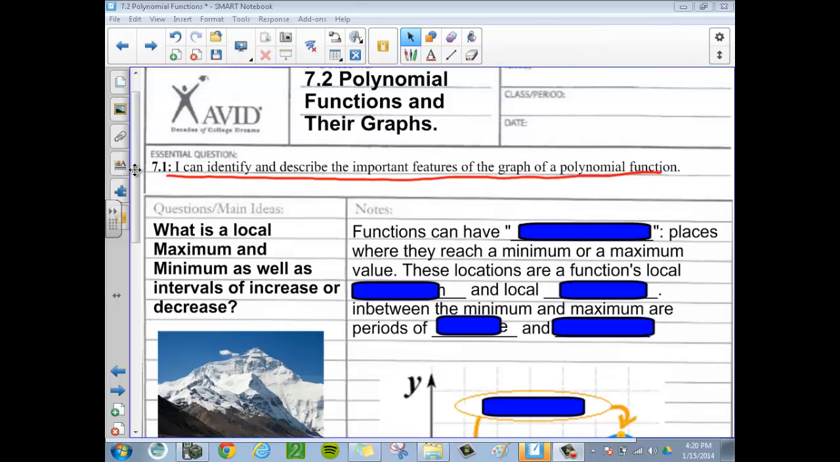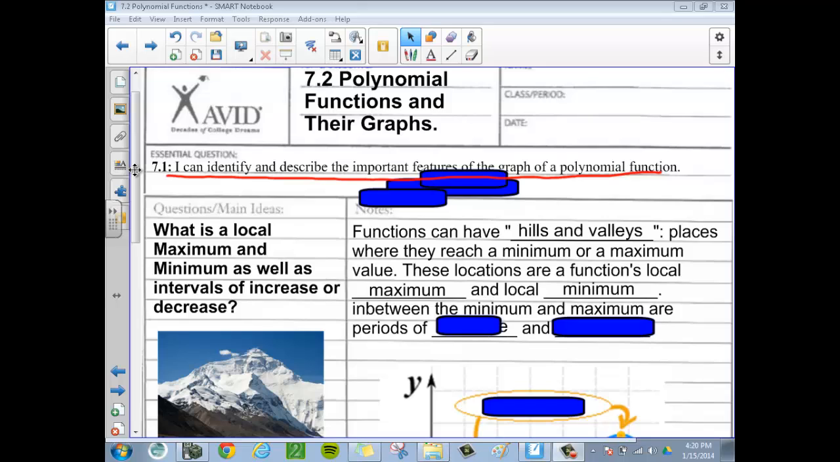Well, when we look at functions, they can have things that I like to call their hills and valleys. They're going up and down, these polynomials. They're places where they reach a minimum or a maximum value. These locations, these mins and maxes, are called a function's local maximum and local minimum. In between the minimum and maximum, things are happening. There are periods of increase, and there are periods of decrease, when the function is going down and when the function is going up.